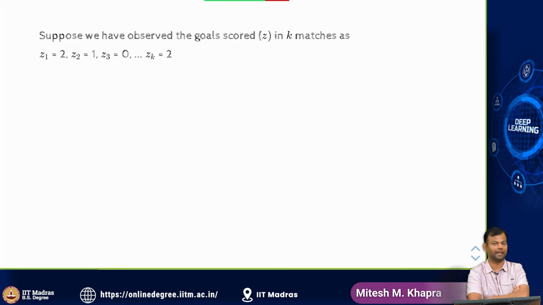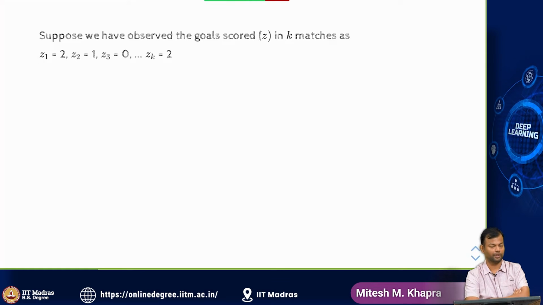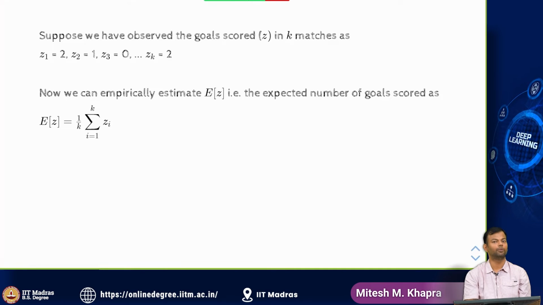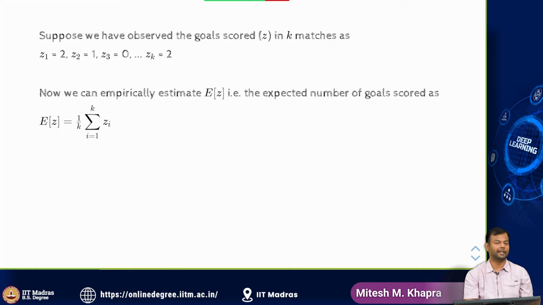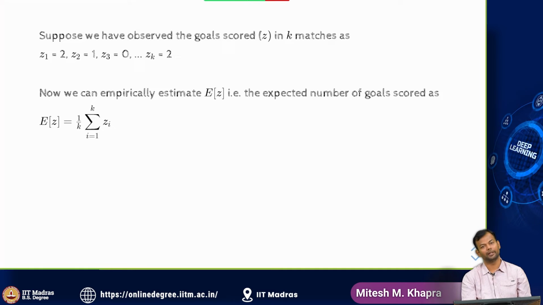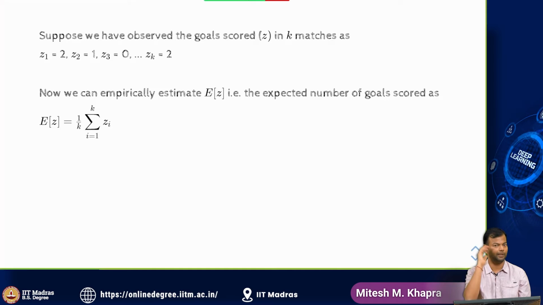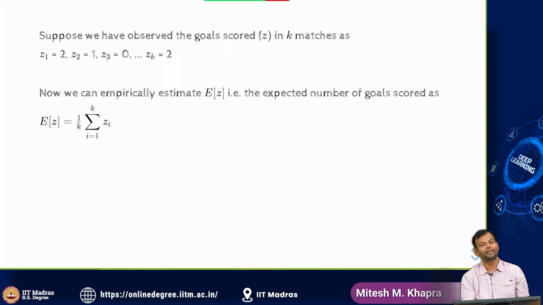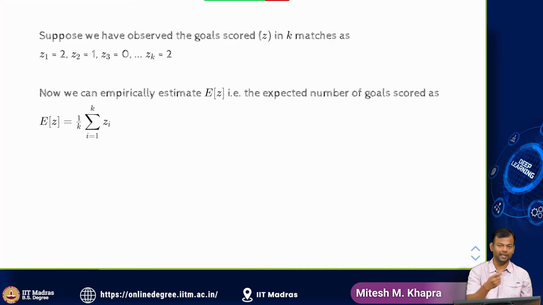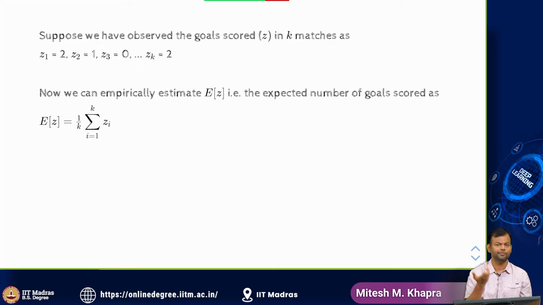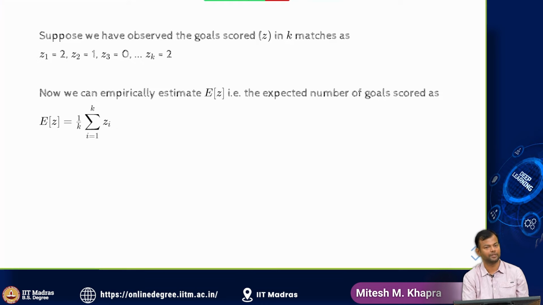So, how many goals on average does say Brazil score or some other team scores, and you have observed this. And now the way you compute the expected value, we are interested in what is the expected value of z. So, our random variable here is z, and it can take any value 0, 1, 2, 3, 4, 5, 6, 7, as many goals as you can score. Now, expectation as you define in probability, of course, is you have to repeat this a large number of times, but you only have some k matches that you have seen. The way you empirically estimate the expectation is by using this formula.